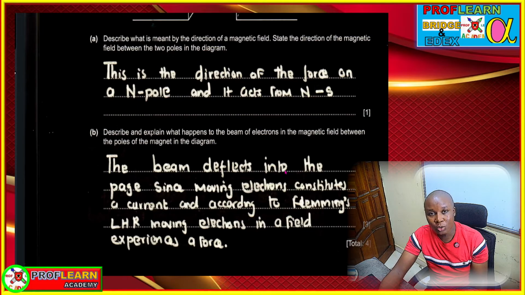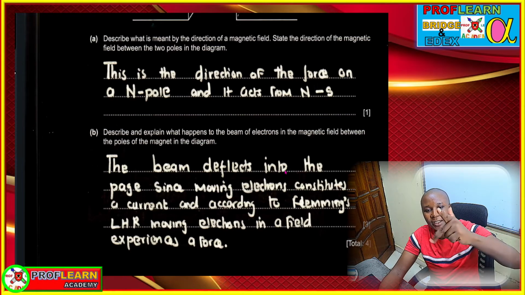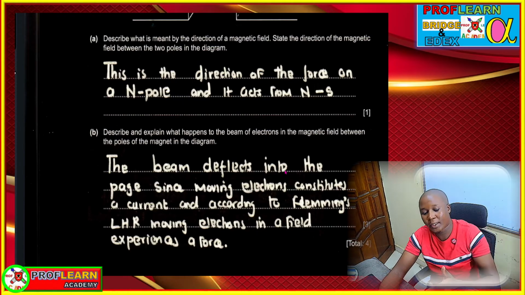But remember, electrons usually flow in the opposite direction, so we are going to use Fleming's left-hand rule. You should position your finger such that the current finger is pointing in the opposite direction to the electron flow, because when electrons flow, current usually flows in the opposite direction of electrons.